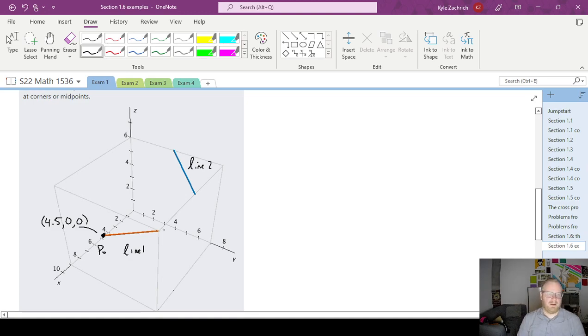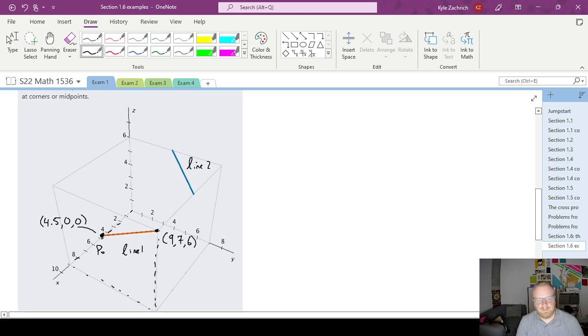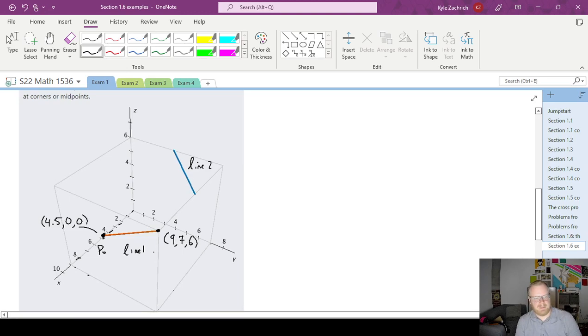This line here, however, this point here is going to be, looks like the upper corner of this box. So if I think about the dimensions, 9 by 7 by 6. All right, 9, 7, 6. That gets me all the way up there.